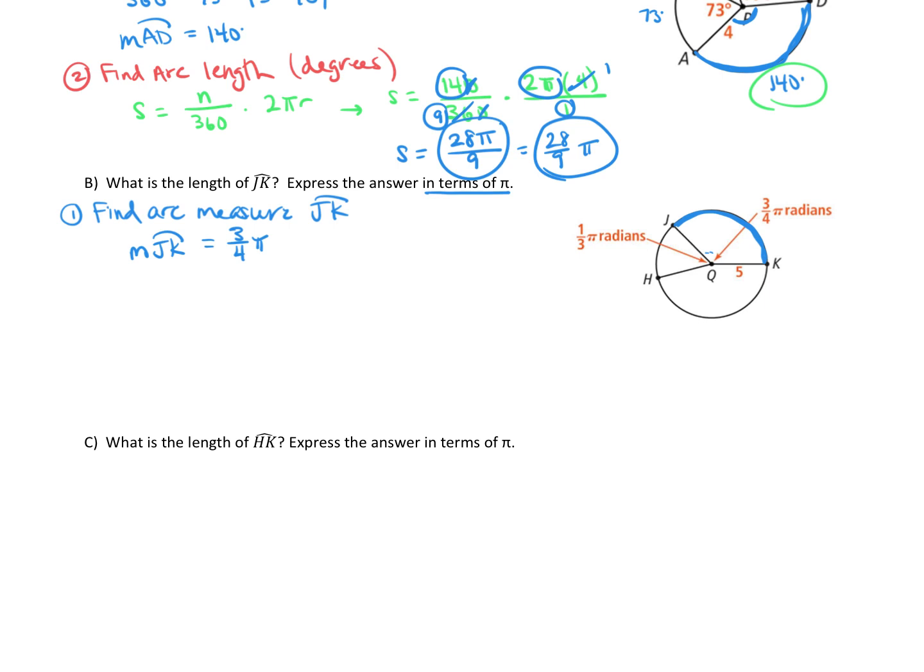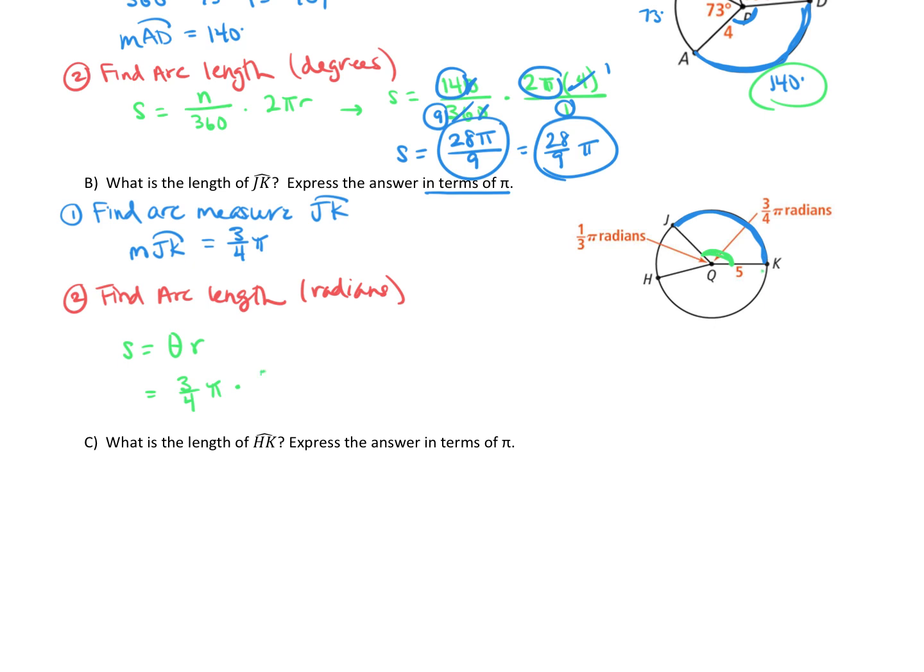Okay, step 2. Now that we have that, we can find the arc length. This is going to be in radians, using our formula that used radians. So our formula from our previous video: arc length is equal to theta, the measure of the arc, times your radius. Remember, if your central angle is 3/4 pi, your arc is 3/4 pi, so we're just going to plug in 3/4 pi times our radius.